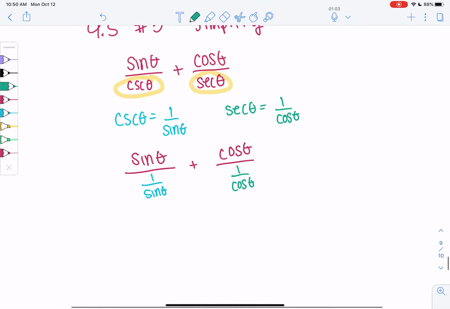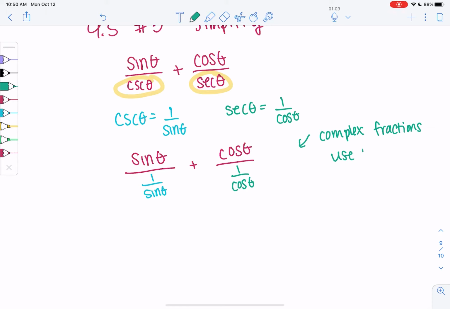And then I have these things called complex fractions. So we'll multiply by the LCD to get rid of the fractions in fractions. So just the LCD within a fraction, not both fractions. That's how we get rid of the fraction in a fraction.